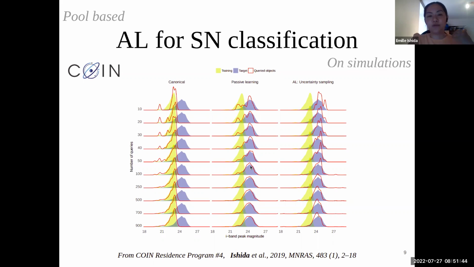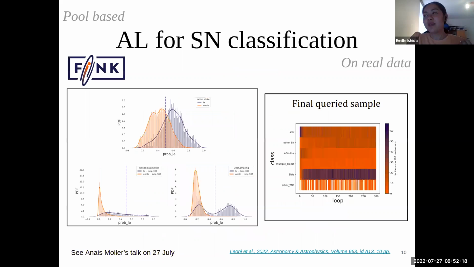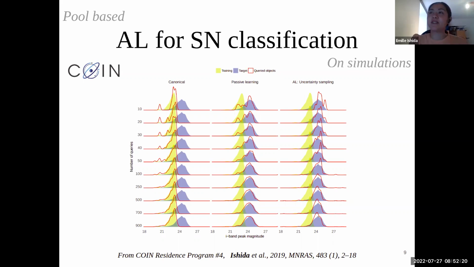The middle one is if you randomly take samples from the pool sample, so you don't make any informative decision, and the other one is if you use uncertainty sampling. You will see that the end distributions of these plots are basically the same, but the point is that uncertainty sampling quickly learned that you don't need to query things in this region of the parameter space because there is nothing to learn there. The distributions do not overlap. So this was the first exercise done on simulation, and it was quite interesting.